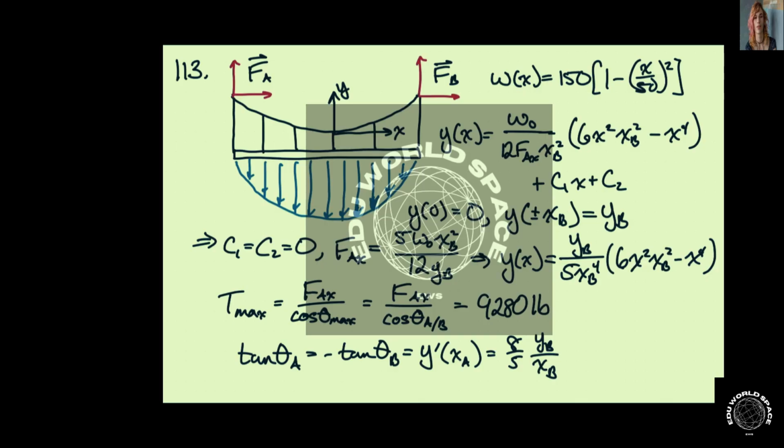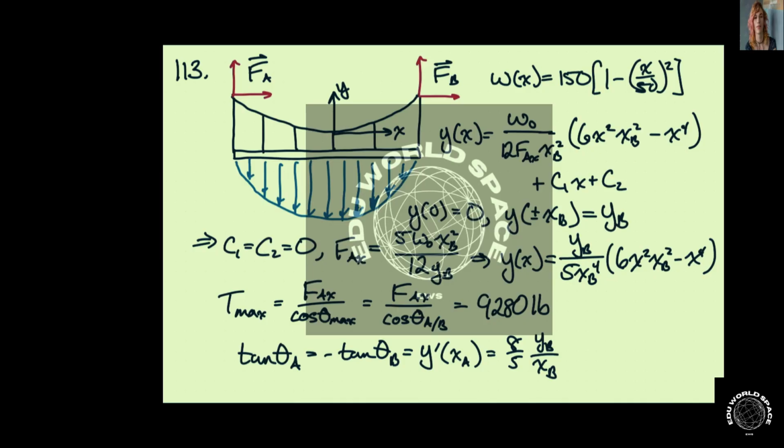So we have that y at 0 is 0, and then at plus or minus xb, we have yb. And we can see that we have symmetry here. We know from symmetry that C1 needs to be 0, and we also find that C2 is 0 from these two conditions.